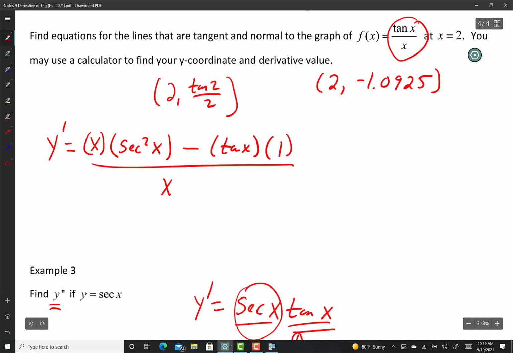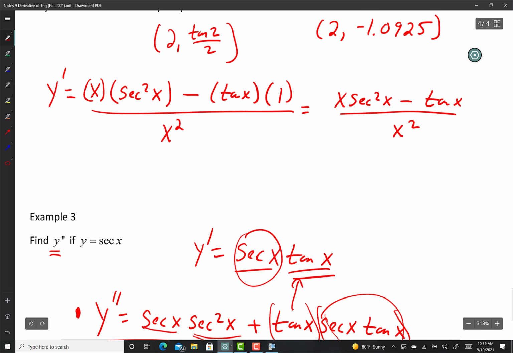Chavez, my calculator doesn't have a secant button. Relax. Here we go, I'm going to just fix it. So I'm going to make it look pretty: x secant squared x minus tan x over x squared. I guess it doesn't really look much different.